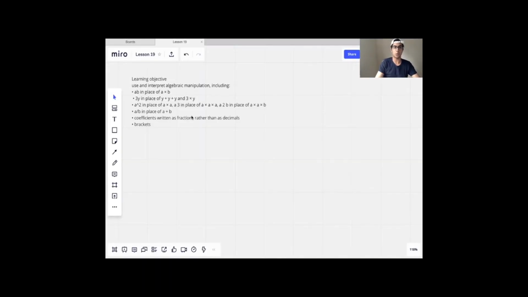Today's learning objective is all about algebraic notation and algebraic manipulation. Before we get into it, as usual, feel free to skip to any part of the video if you think you know what's going on and just want to skip to a worked example. Timestamps are here as usual.